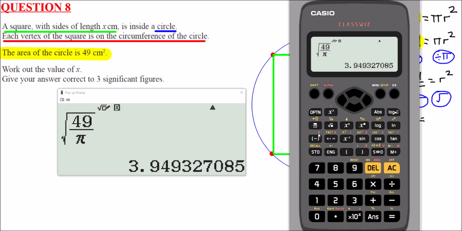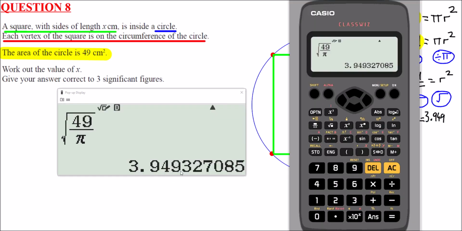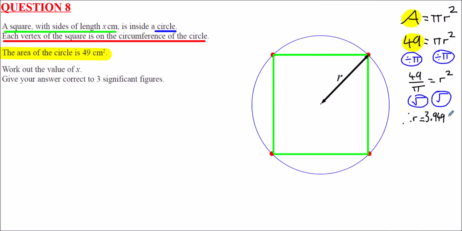Now this long awkward number is not our final answer. So I'm just going to write down plenty of decimal places so I don't incur any rounding error. So I've got 3.949 to start with, and then I've got 327, so I'll write down another 327. Okay, so that's what the radius is, and we're going to use that now on the next stage of answering this question.